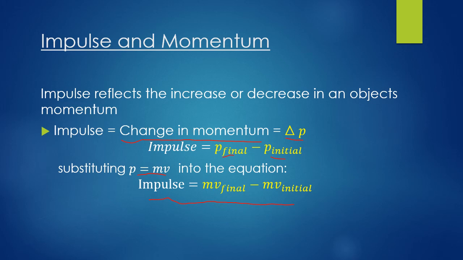So the mass is going to be the same in both spots. This m here is going to be the same value as this m because we're talking about one object. It's the velocities that are going to be different. The final velocity is going to be different than the initial velocity. And I'll have a video showing me working through some of these calculations and how to use them.